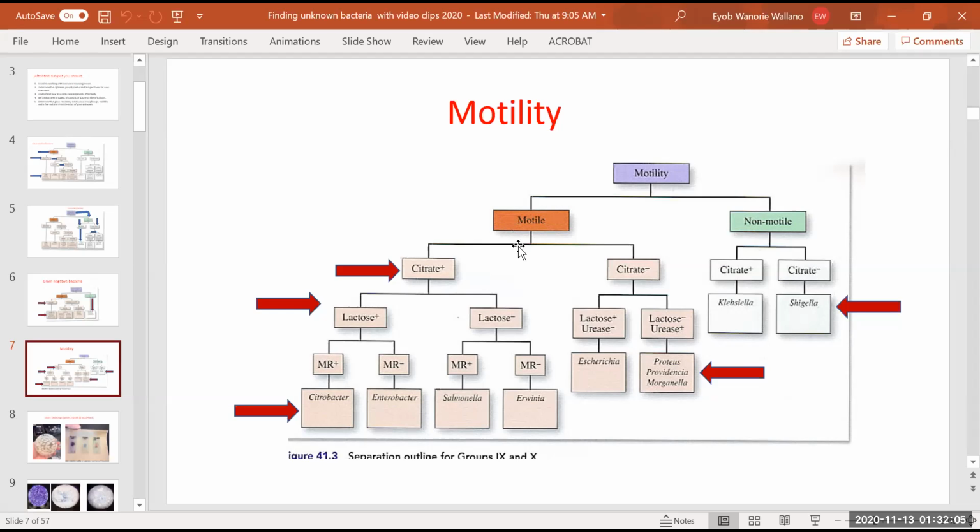Look here. In motile bacteria, we have citrate positive. Look now, citrate positive and citrate negative. Are we going to know that today? Yes. So these are bacteria which are going to have citrase, an enzyme, a virulence factor that breaks down the tissue and other material from our infected host. So we say citrase enzyme is very important. Whether these motile bacteria have citrase or not, we will focus on that one. I will show you the reaction on that.